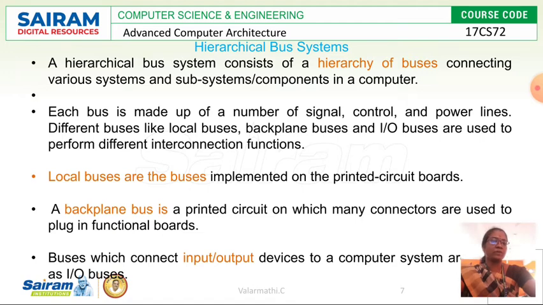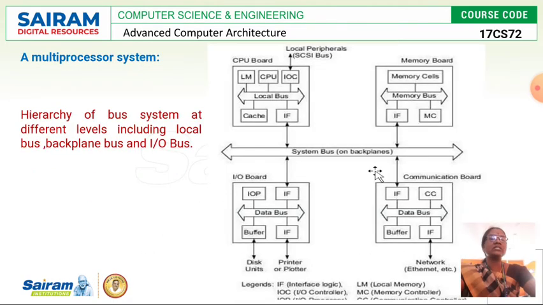The first level may be the local bus, the second level is the backplane bus, and the third is the I/O buses. How it is leveled and arranged, we will see in one diagram. Here, these four are the major components of a computer system, right? What are those? The first is the CPU board, the second is the memory board, the third is the I/O board, and the fourth is the communication board, right?